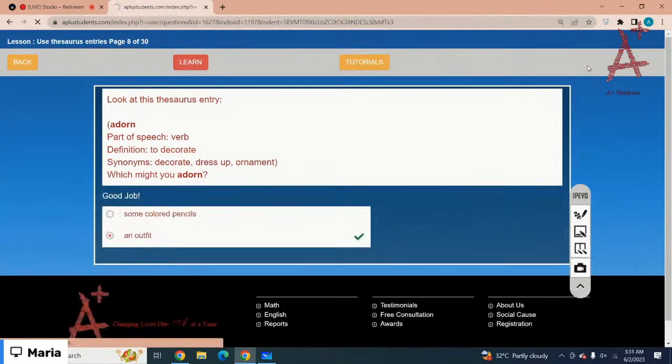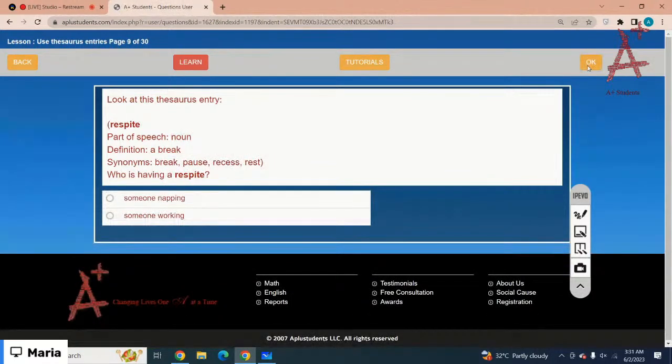Okay, the next one. Look at this thesaurus entry: respite. It is a noun, it means a break, and the synonyms are break, pause, recess, or rest. Who is having a respite? Someone napping or someone working? So, which is the correct option? It would be someone napping, like someone is taking a break. Very good, everyone.